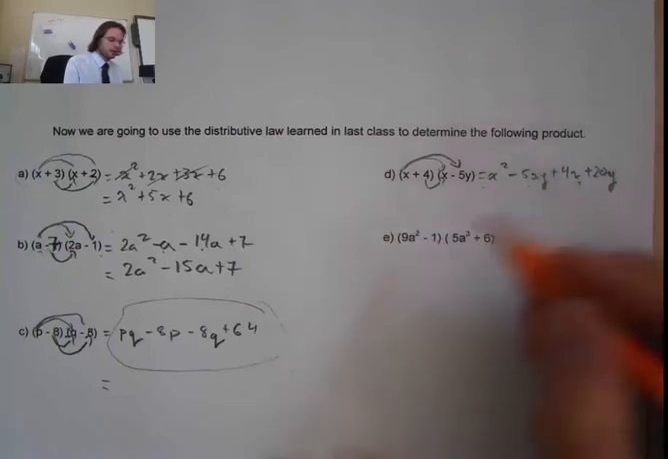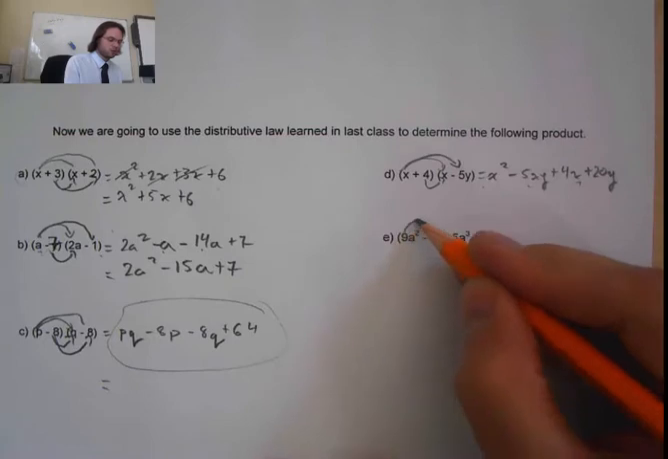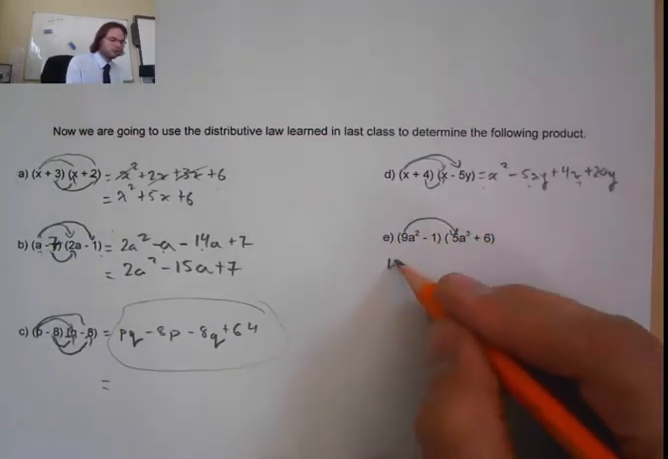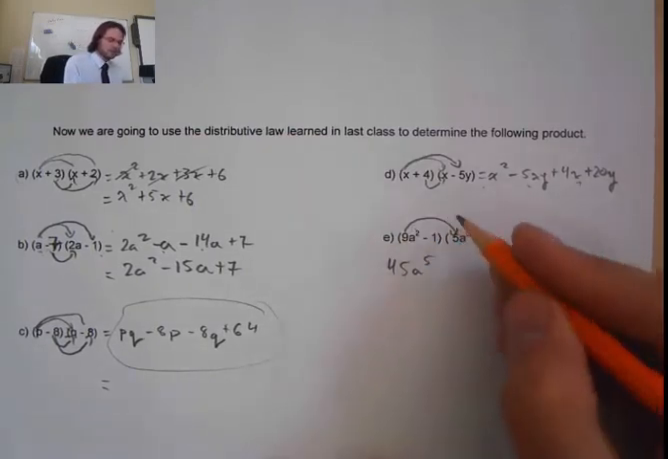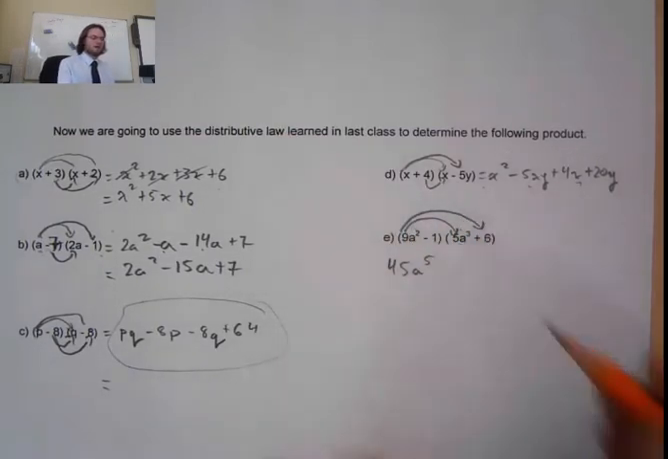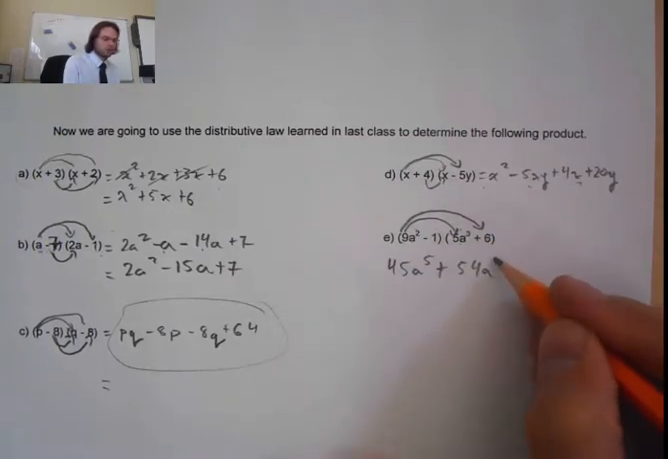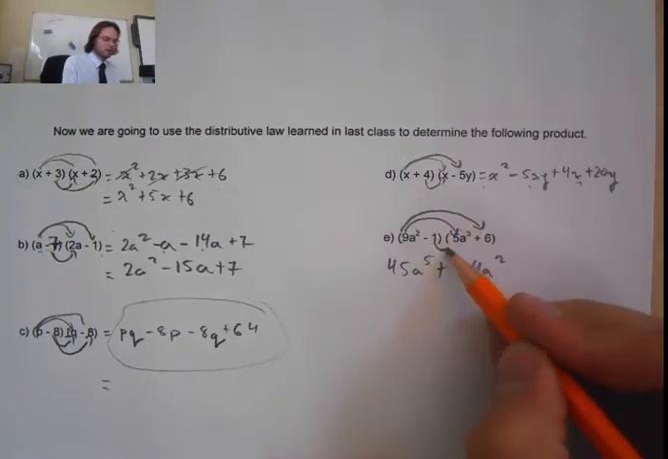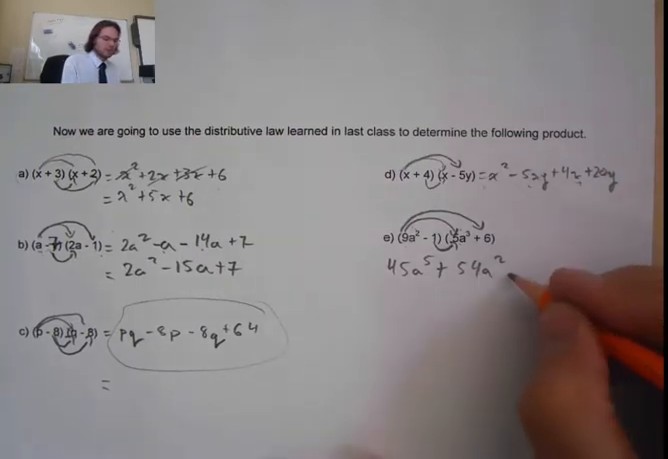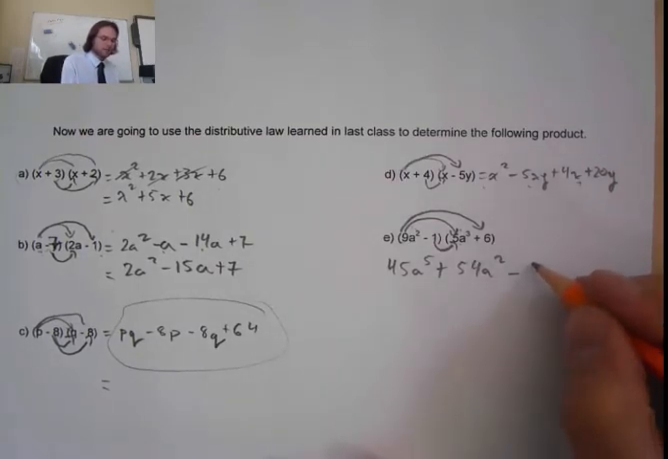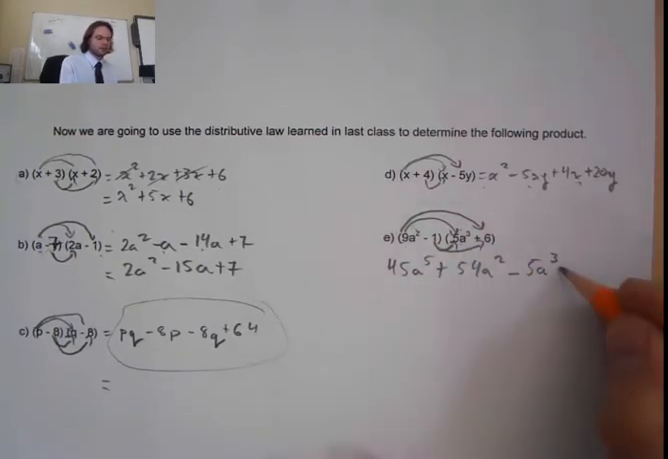I'm going to have 9a squared multiplied by a cubed. So I first have to go this multiplied by this. So it's going to give me 45a to the power of 5, because we must add our exponents. Okay? Now I have to go 9a squared multiplied by 6. So plus 9 times 6 is 54a squared. Okay? Now I'm going to go negative 1 multiplied by 5a cubed, which will give me negative 5a cubed. Then I have to go negative 1 multiplied by 6, which is negative 6.